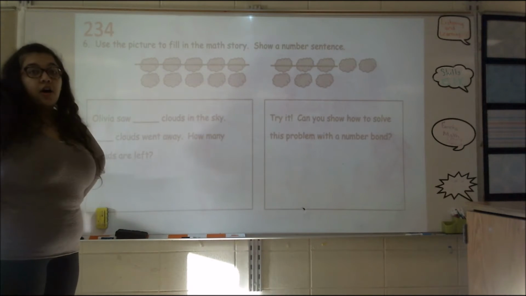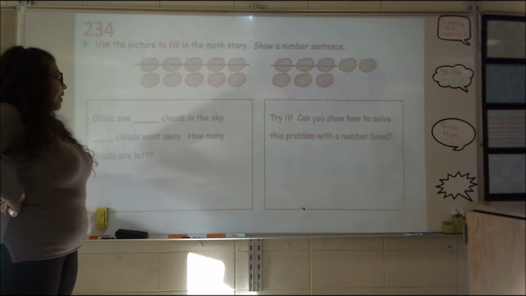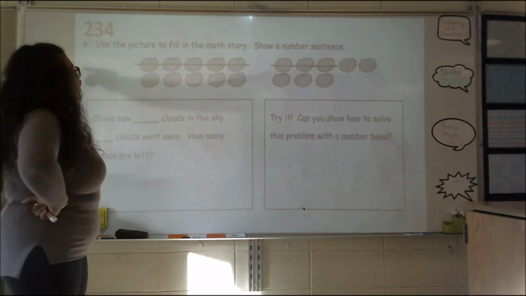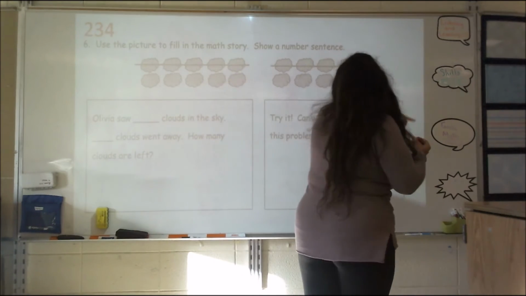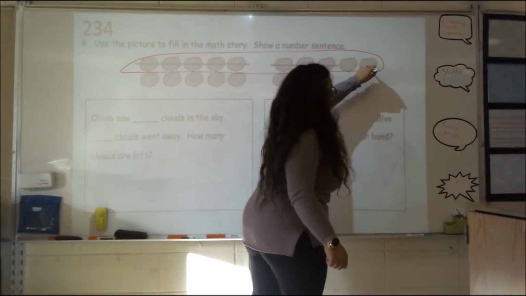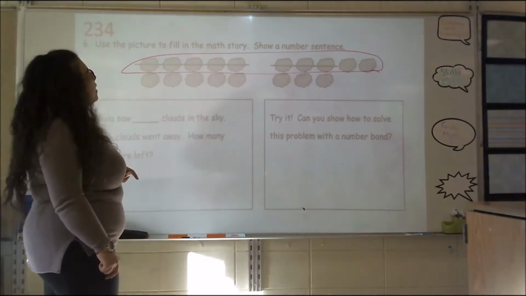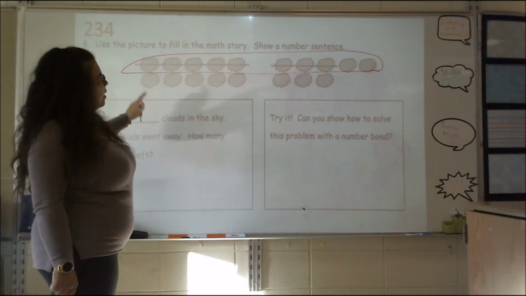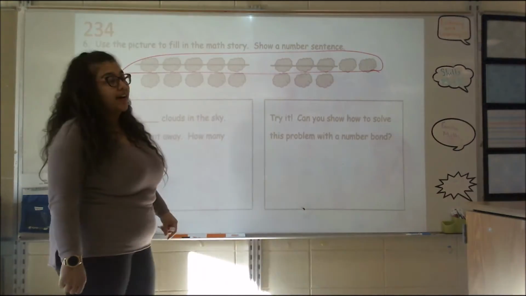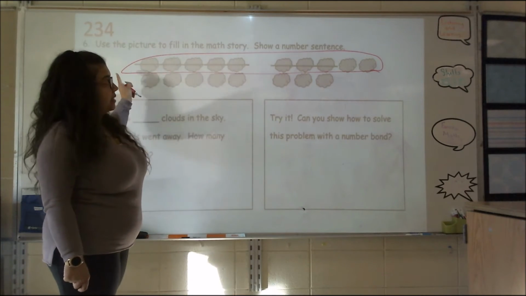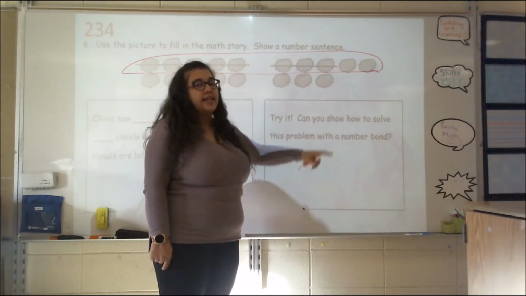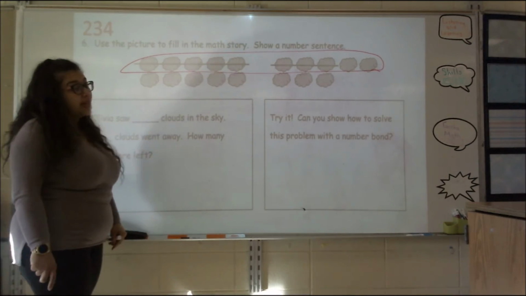So Olivia saw blank clouds in the sky. Blank clouds went away. How many clouds are left? So we see we have 10. Let's group it up so we don't mess ourselves up. See what happens when you're rushing. And then there are more. So 10, 18. There are 18 clouds. So this is what I did in my brain. I did 10, 15. That's 5 more. 16, 17, 18. So we're recognizing our groups and doing some counting on.